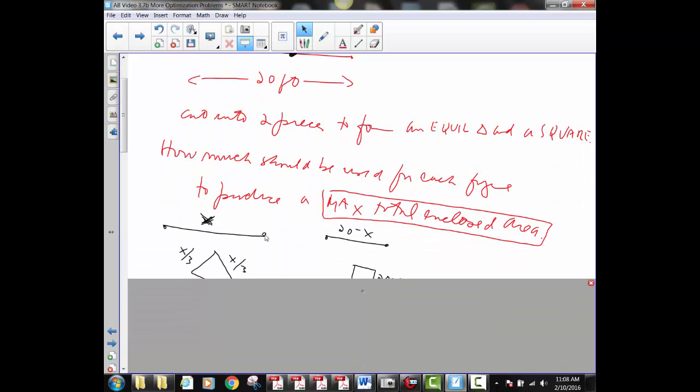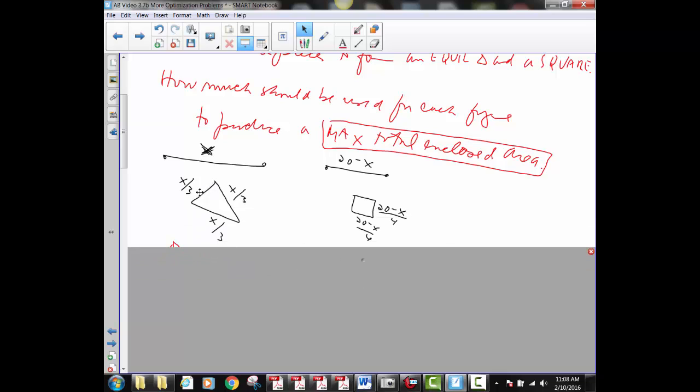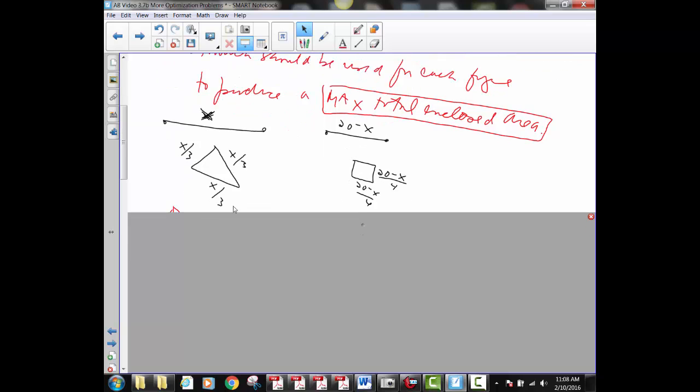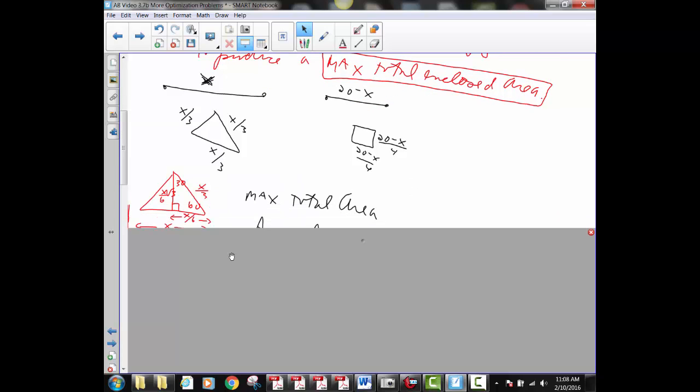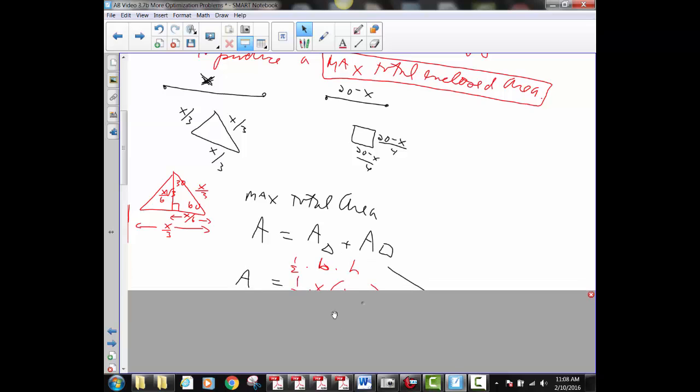All right, so if I take the piece that's length x and I fold it into an equilateral triangle, obviously each side will measure x over 3. If I take the piece that measures 20 minus x and fold it into a square, then each side of the square will be (20 minus x) divided by 4. I want to maximize the total area, which means I want to maximize A, equal to the area of the triangle plus the area of the square.